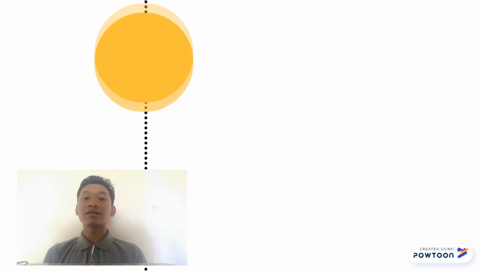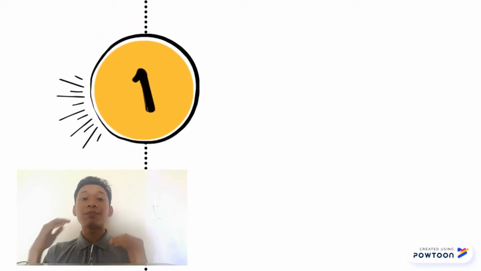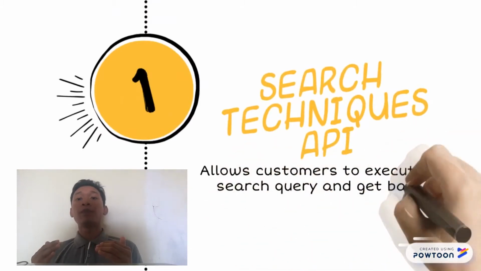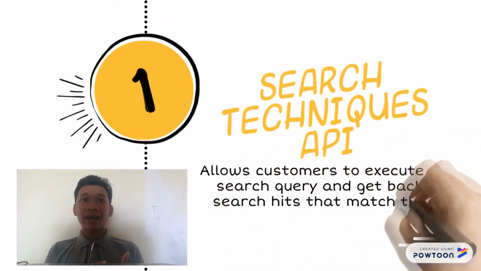Search API. The Search API allows our customers to execute a search query and get back search hits that match the query. For example, in Shopee websites, we can search documents across all the types using the search box at the top of the website.